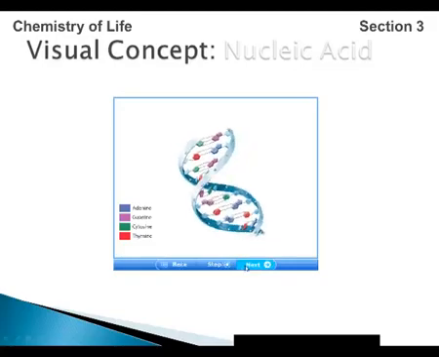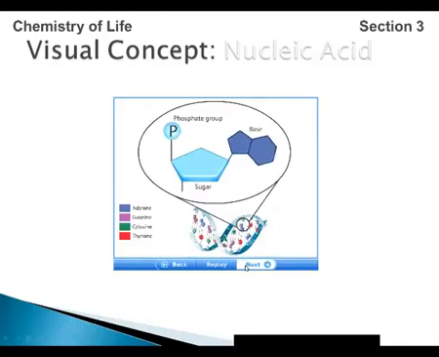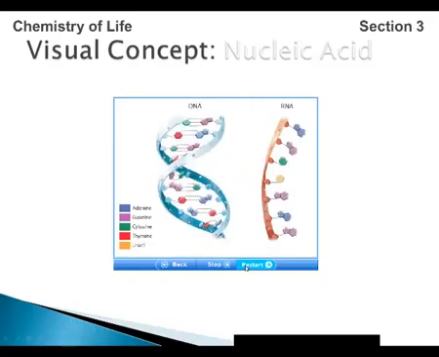Each nucleic acid is made up of a string of nucleotides. These nucleotides have 3 parts: a phosphate group, a 5-carbon sugar, and a nitrogen base. DNA is made up of 2 strands of nucleotides wrapped into a spiral or helix. RNA, or ribonucleic acid, is made up of only 1 strand of nucleotides.